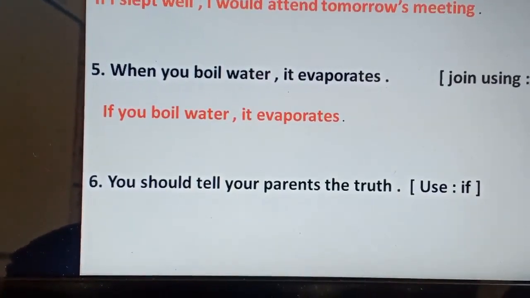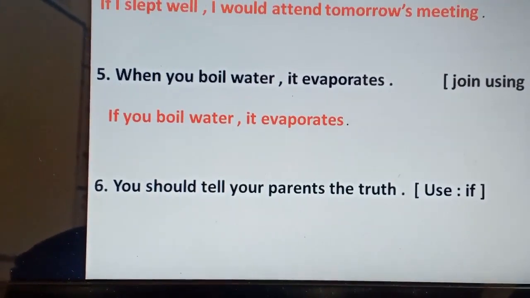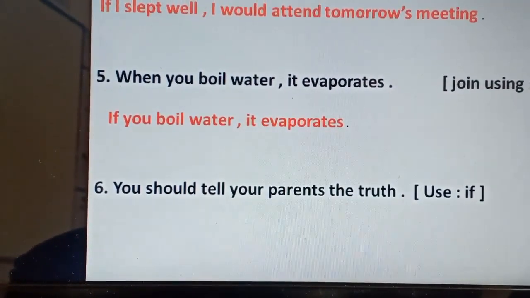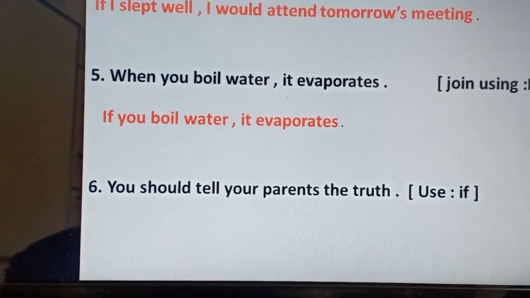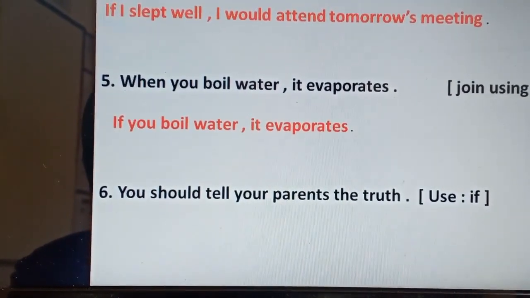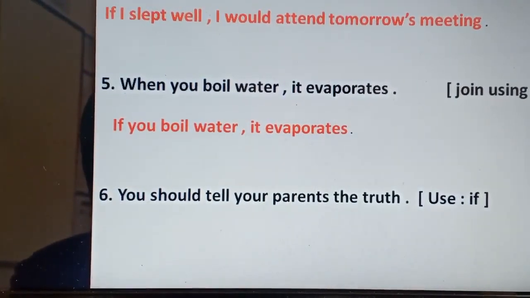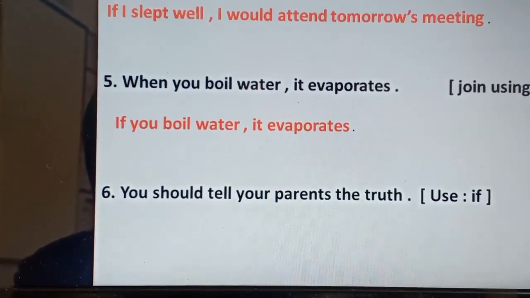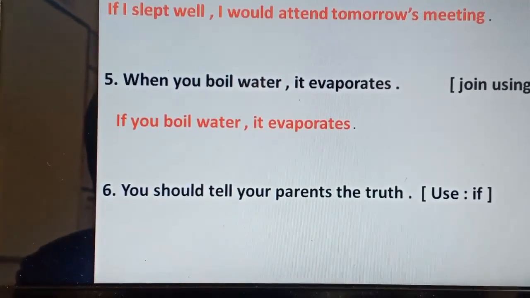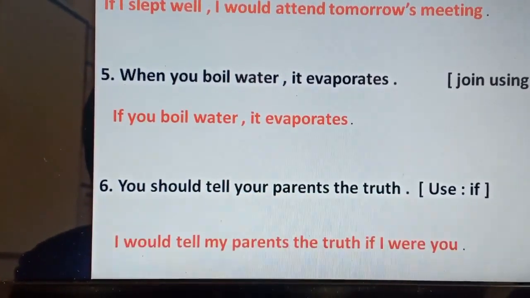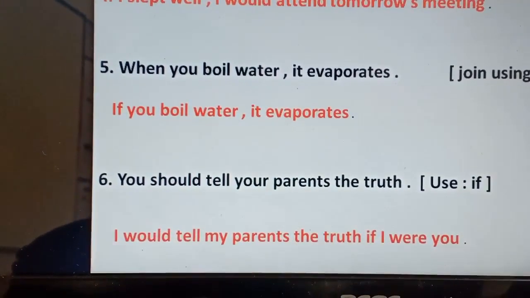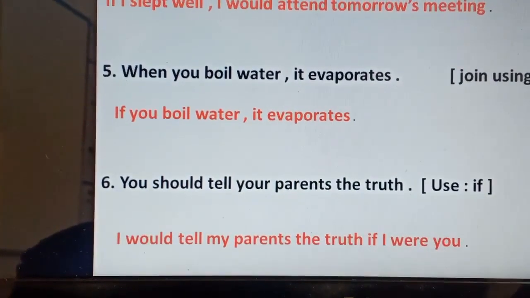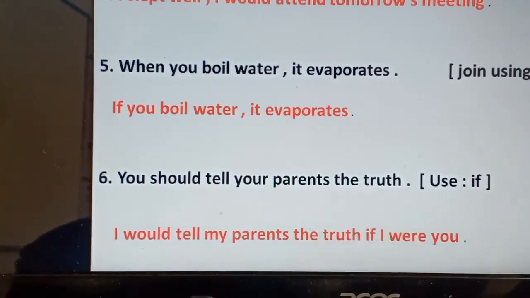Number 6, you should tell your parents the truth. In this case, when you find the word should, this means that I'm going to give advice. And in this case, I'm going to use if type 2 using the structure if I were you. So the answer will be, I would tell my parents the truth if I were you. Or, if I were you, I would tell my parents the truth.